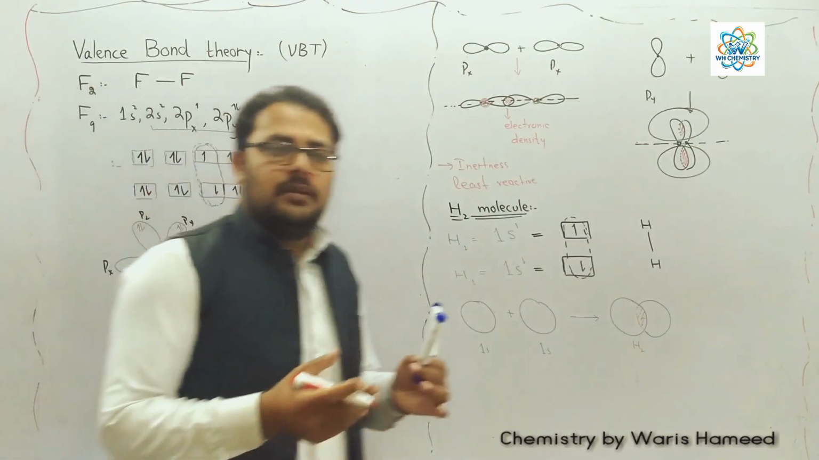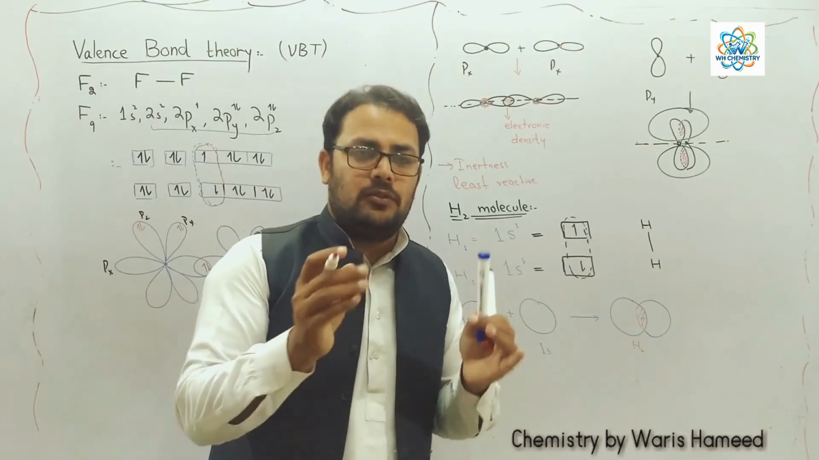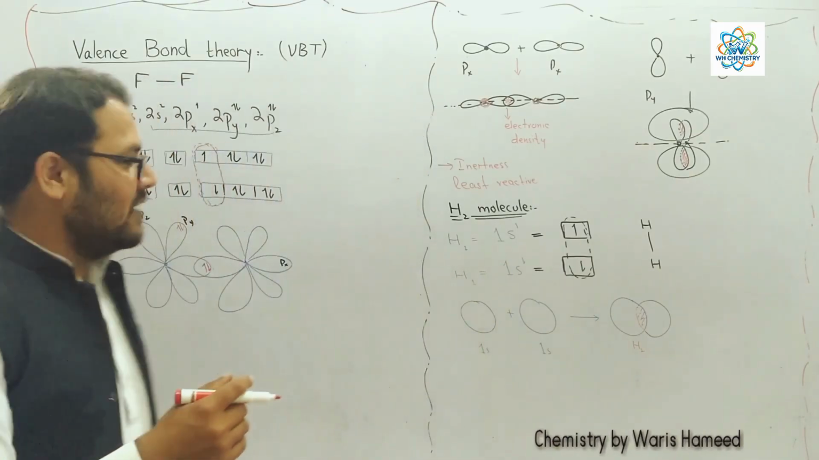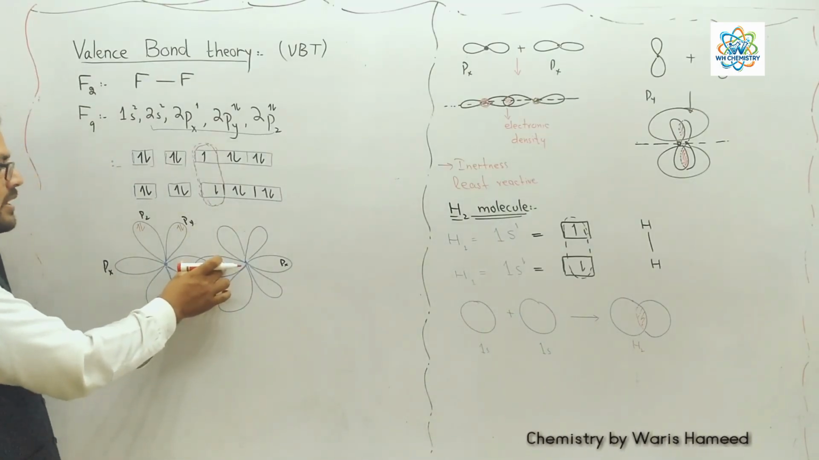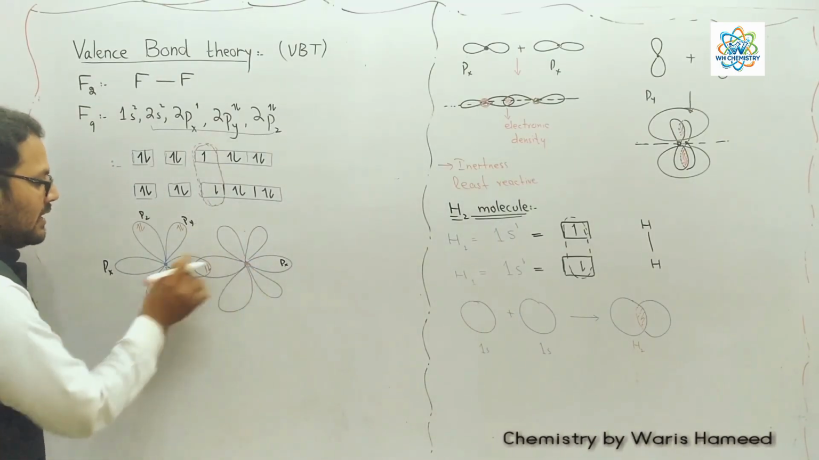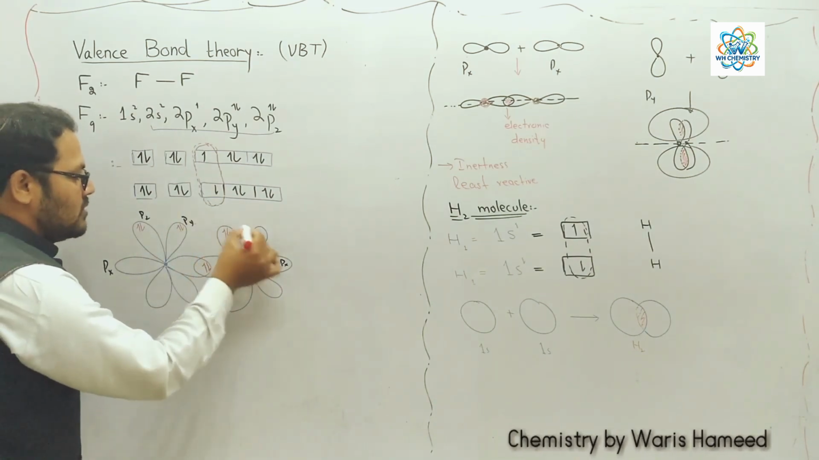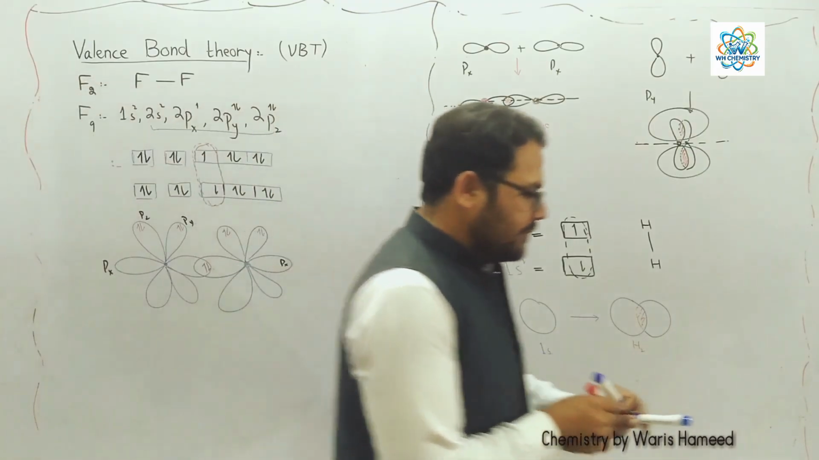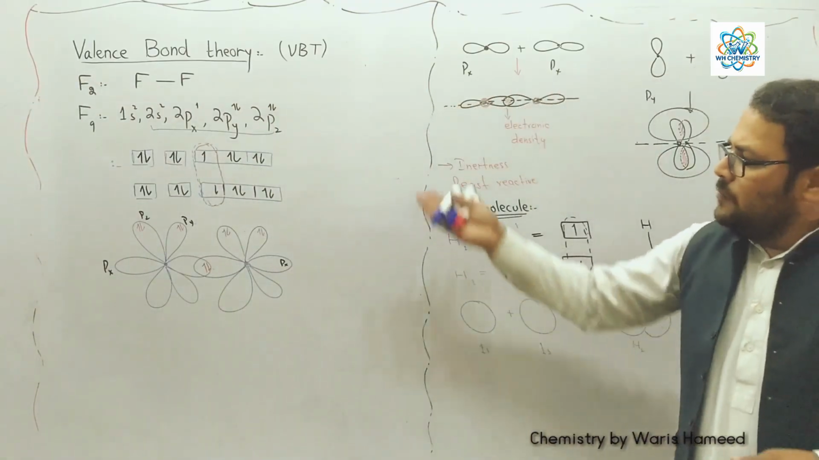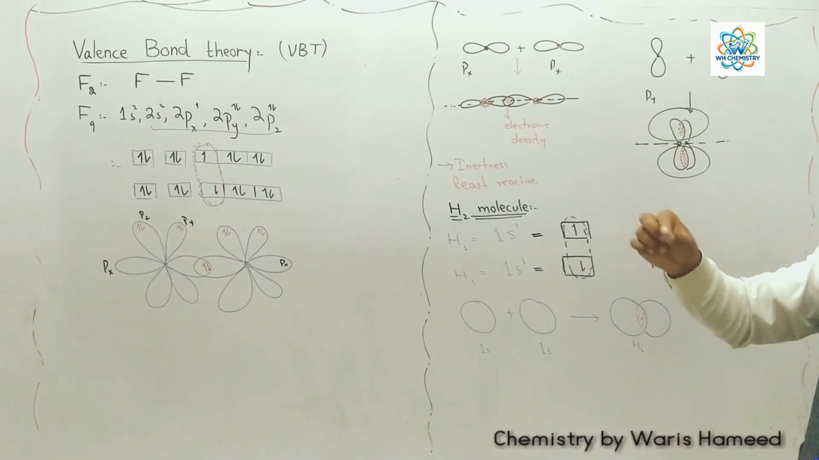We know that a bond is formed between those atoms where two electrons exist. So here two electrons are existing between one fluorine atom and the second fluorine atom, so a bond is formed. Here are two electrons and here are also two electrons. If you have any question regarding the fluorine molecule, you can ask in the comments.